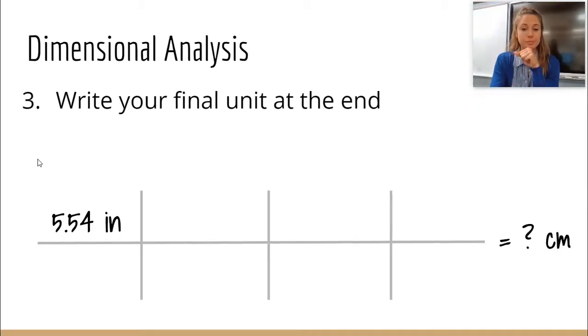That's step 2. Step 3, I always encourage students to write whatever your final unit is at the end of your picket fence. So in the question, I asked you to go from 5.54 inches to centimeters. I put equals question mark centimeters, so it's my reminder to know what unit I'm trying to convert to, and so then I know when to stop doing the calculation. Okay, you don't need to do this step. I just encourage students to do it because sometimes they get confused, go too far, don't go far enough. It's just kind of a safety step.